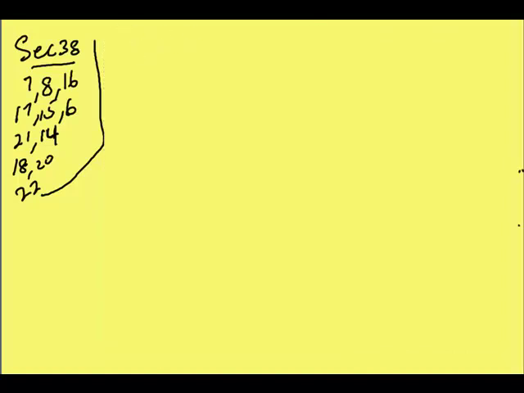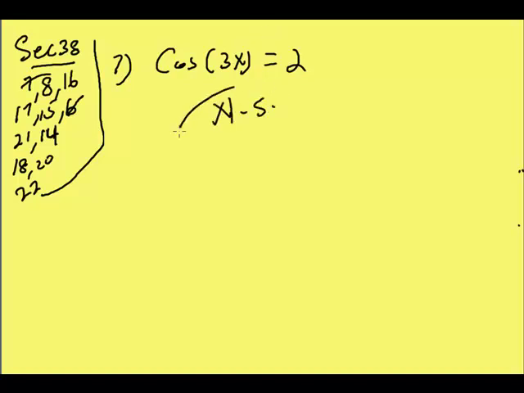Let's go to number 7. 6 is gone. Let's go to 7. Alright, 7. Cosine of 3x is equal to 2. Who asked for 7? Caroline. Thank you. No solution. Why? Can't be bigger than 1, right? Game over.